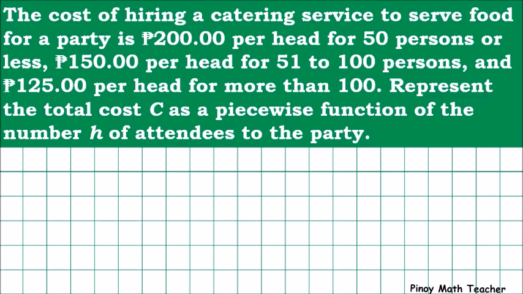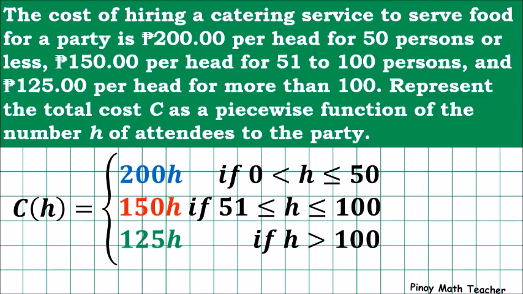So gamit ang piecewise function. Okay, C of H is equal to 200H daw or 200 times H if H is greater than 0 but less than or equal to 50. Second, 150H kung H is greater than or equal to 51 but less than or equal to 100. Pangatlo, 125H kung H is greater than 100.